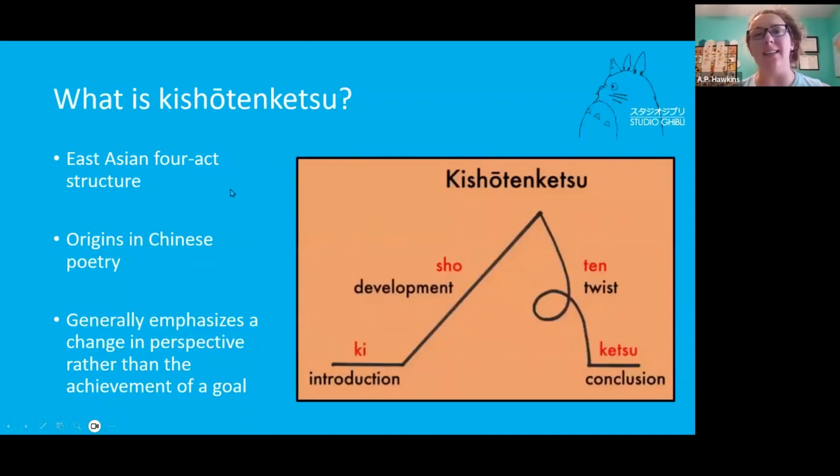So what is the Kishotenketsu? I've talked about it a little bit already. This is an East Asian 4-act structure with origins in Chinese poetry. It generally emphasizes a change in the perspective of the character rather than the achievement of a goal. And again, it's in 4 parts: the ki, the introduction, the sho, which is the development, the ten, which is the twist, and the ketsu, which is the conclusion. So we're going to talk about each of the 4 parts of this storytelling structure now.